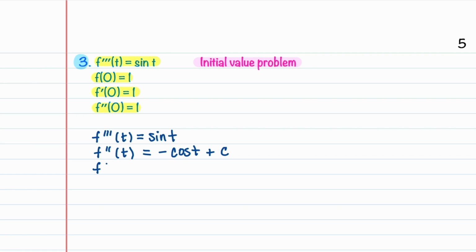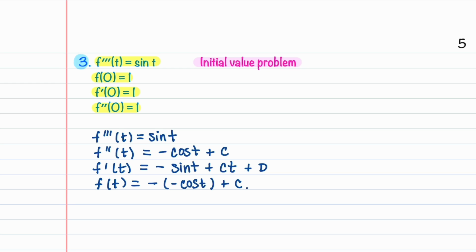Now let's find f prime of t. It's going to be equal to minus the antiderivative of cosine t. That is sine t. And then with our c, we have to multiply it by t. And then we have to add another constant because we just did another antiderivative, and we're going to call that constant d. f of t is equal to minus the antiderivative of sine t. That is minus cosine t. We did that earlier.